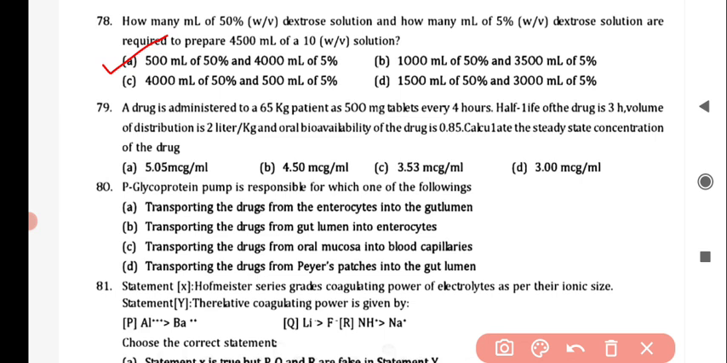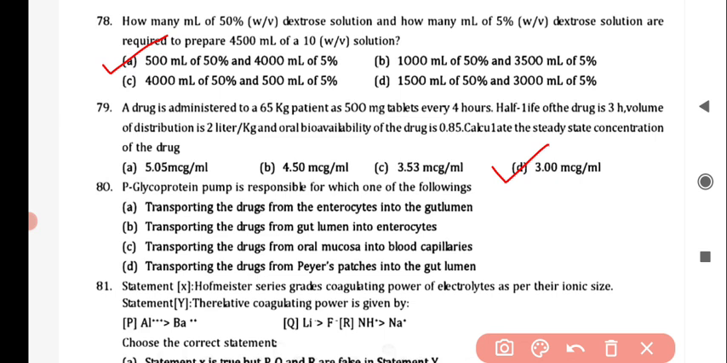Next question is, a drug is administered to a 65 kg patient as 500 mg tablets every 4 hours. Half-life of the drug is 3 hours. Volume of distribution is 2 liter per kg and oral bioavailability of the drug is 0.85. Calculate the steady state concentration of the drug. And the correct answer is option D, that is 3 mcg per ml.